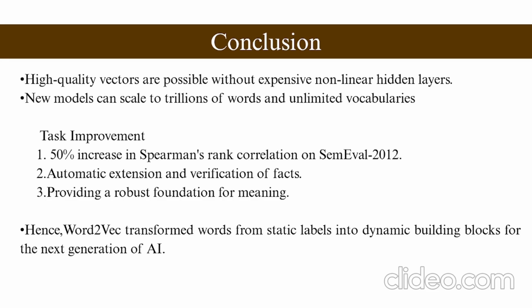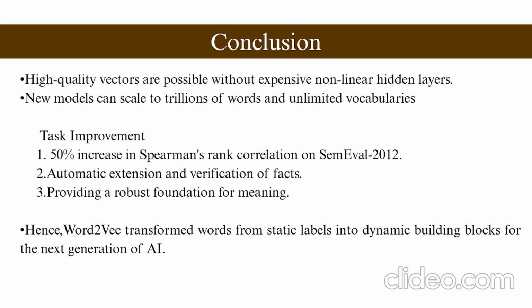Another is fact verification, because the model captures relationships like company CEO or state city. It allows for the automatic extension and verification of facts. Another is foundational meaning, where, perhaps most importantly, it provided a robust foundation for meaning, giving every downstream AI task like semantic analysis or summarization a high quality starting point.